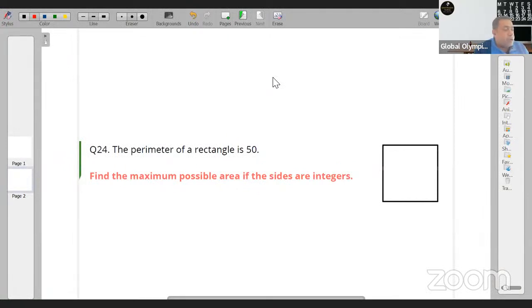Find the maximum possible area if the sides are integers. What are integers? Integers are like numbers, natural numbers, correct? Okay. The perimeter of a rectangle is 50. Find the maximum possible area if the sides are integers. Let's do this. And put it on chat.